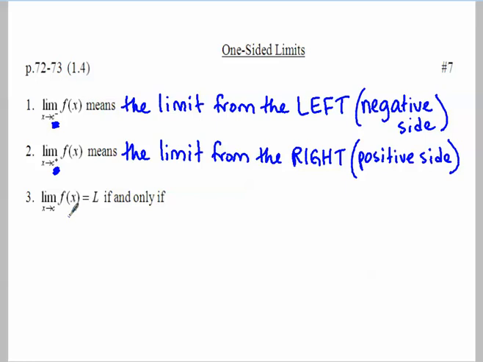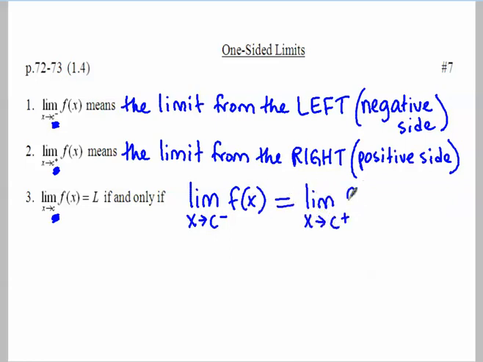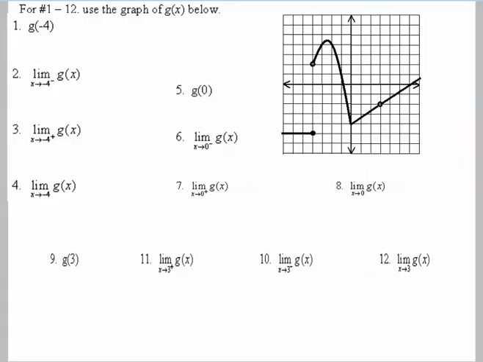And we say that the limit of a function exists as x approaches c, not from the left or from the right, that means from both sides, if and only if the limit as x approaches c from the left of that function equals the limit as x approaches c from the right of that function. Remember, we talked about before that they have to be approaching the same number from both sides. Let's look at some examples.